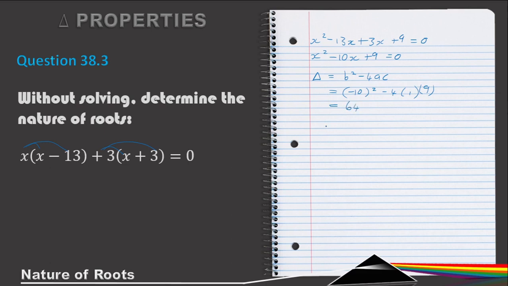Okay, first question, real or non-real? So bigger than 0, so that means it's real. Next question, is it equal or unequal? Now it's not equal to 0, it's bigger than 0, so that means it is unequal. And the final question, are the roots rational or irrational? Is it a perfect square or not a perfect square? So this 64 is a perfect square, it's 8 squared, so that means it will be rational. And done.